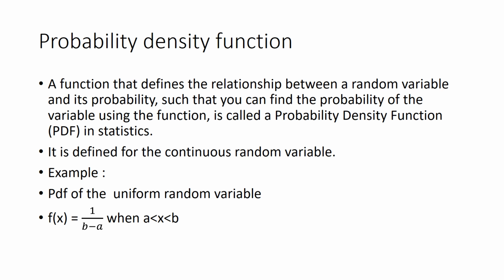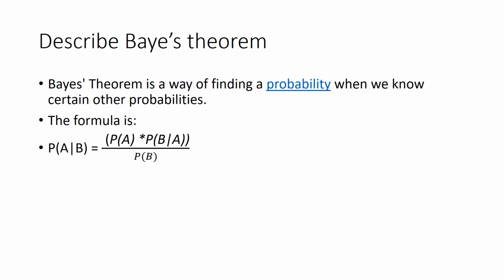Describe the Bayes theorem. Answer: Bayes theorem is a way of finding a probability when we know certain other probabilities. The formula is P(A|B) = P(A) P(B|A) / P(B).